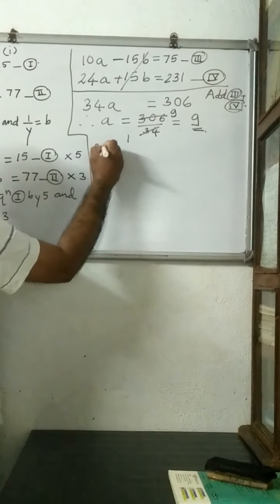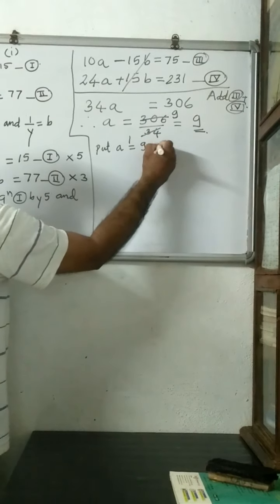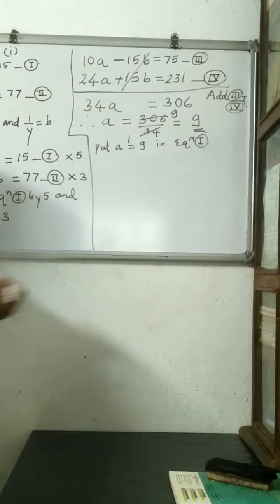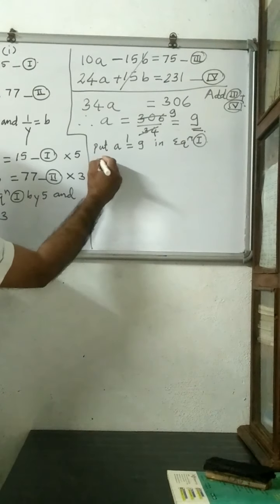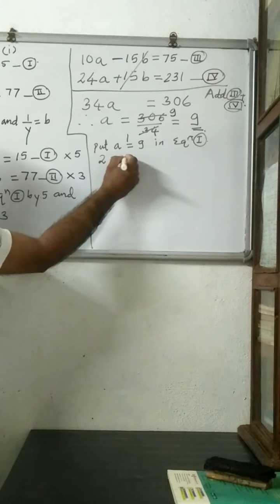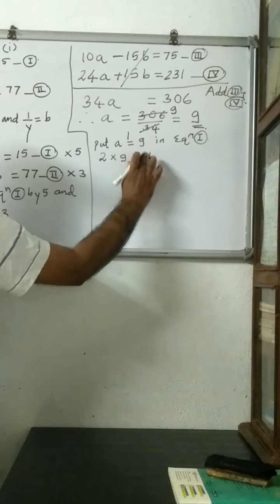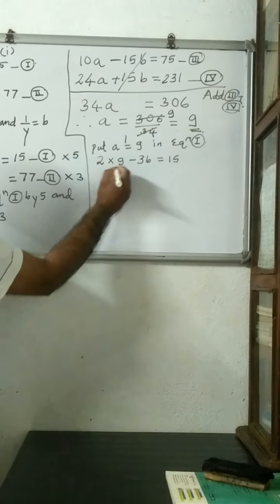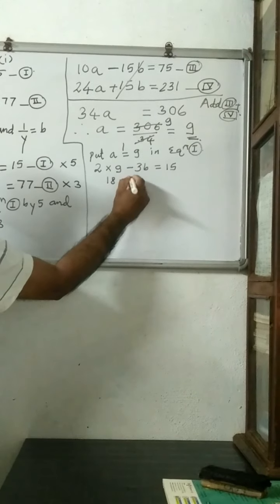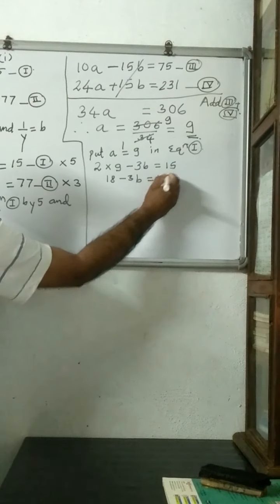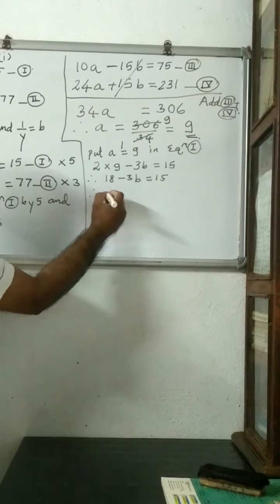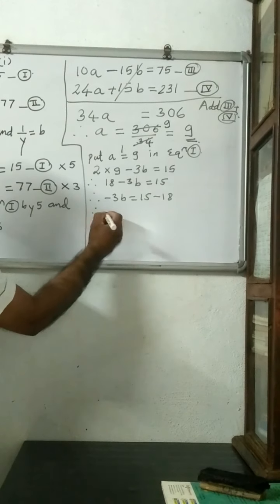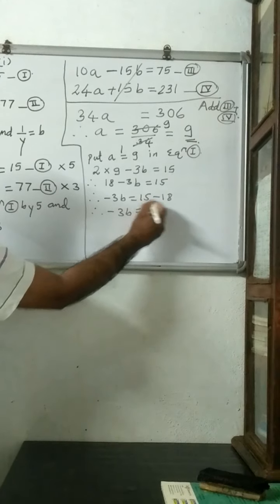Now put a is equal to 9 in equation first. In the first equation, at the place of a we'll put 9: 2 into 9 minus 3b is equal to 15. 9 2s are 18, minus 3b is equal to 15. Therefore, minus 3b is equal to 15 minus 18.